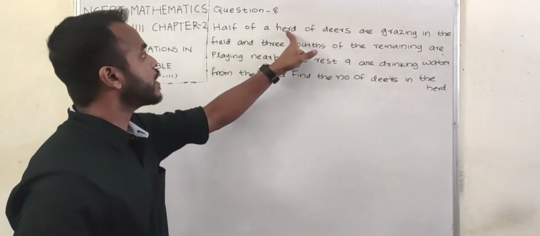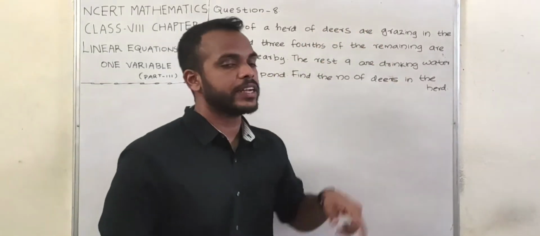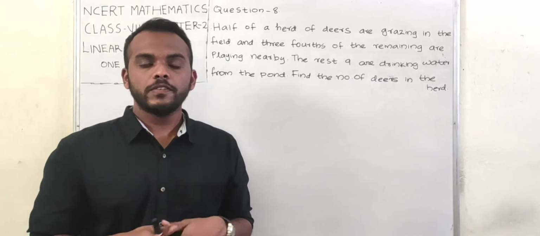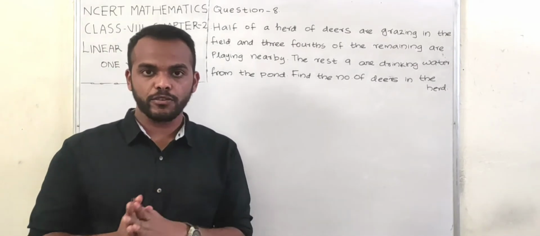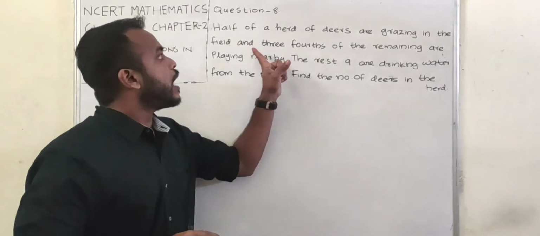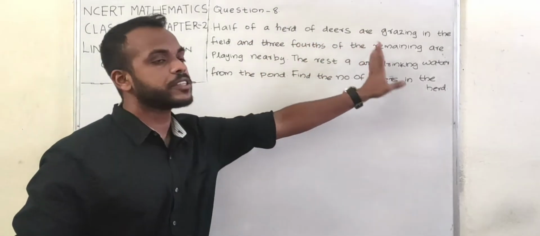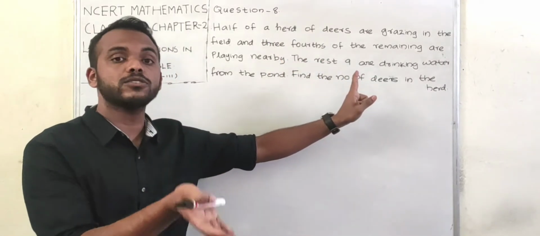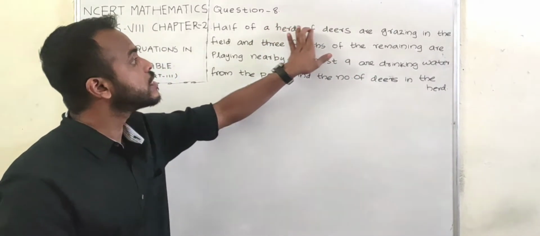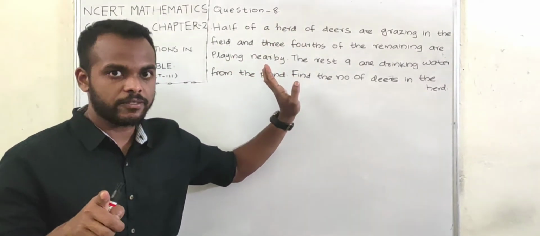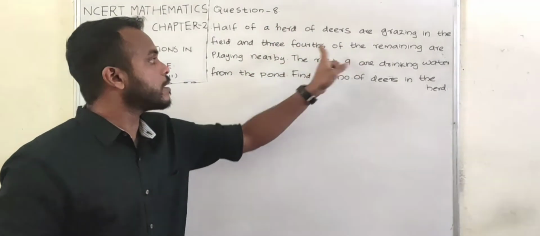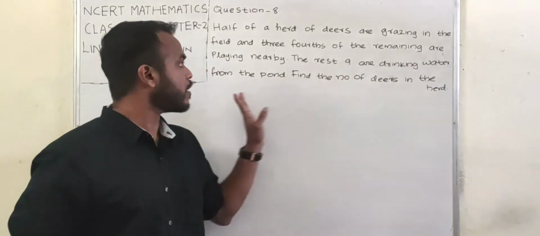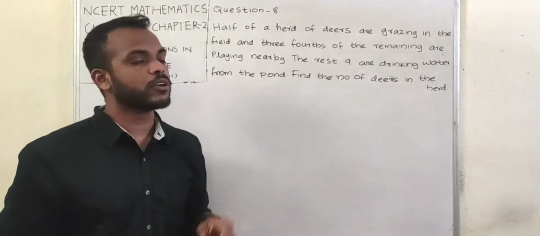So let's see. Half of a herd of deers are grazing. So a group of deers. Herd means group or a bunch of deers. We used to say a herd of sheep, herd of deers, etc. Anyway, half of a herd of deers are grazing in the field, and 3/4 of the remaining who were not grazing in the field, is that fine? Okay, 3/4 of the remaining are playing nearby. Now, the rest 9 are drinking water from the pond. Find the number of deers in the herd.